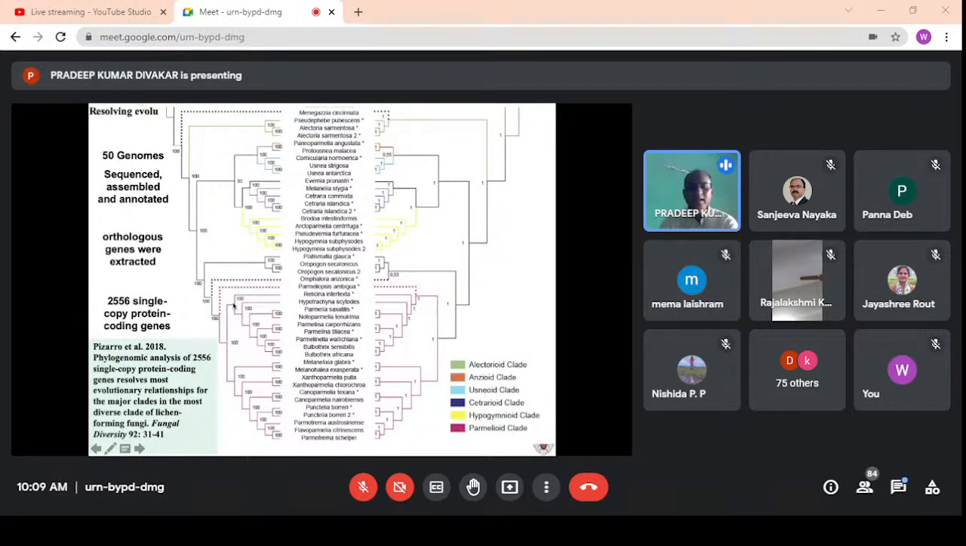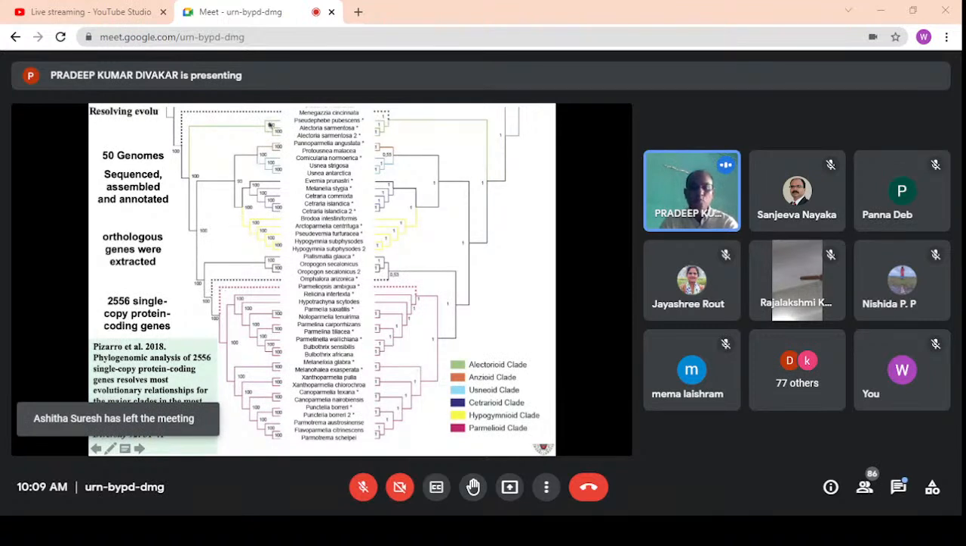You can see here that with all the genetic information of the species, we found strong phylogenetic relations among all the major clades, and not only the major clades, but also at the internal and the external levels, they were strongly supported.